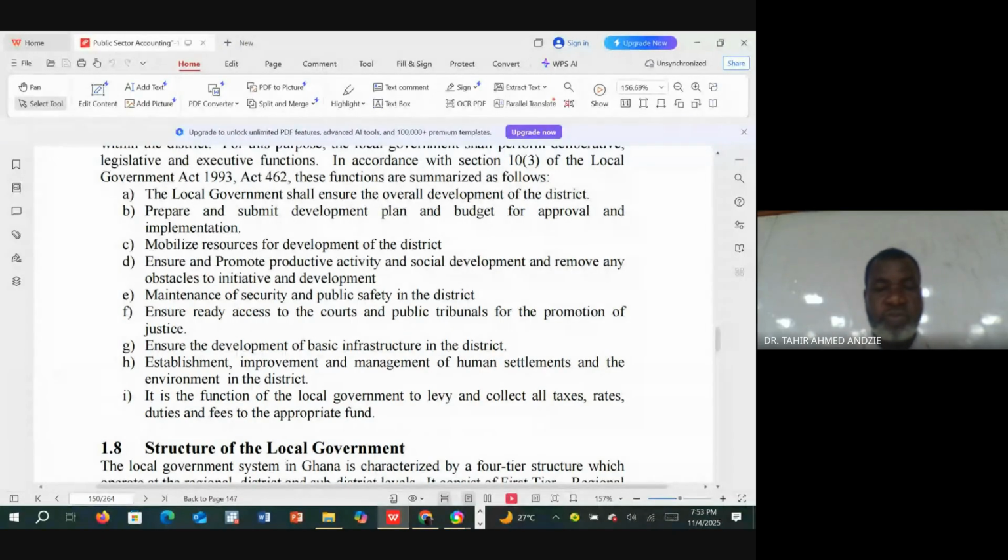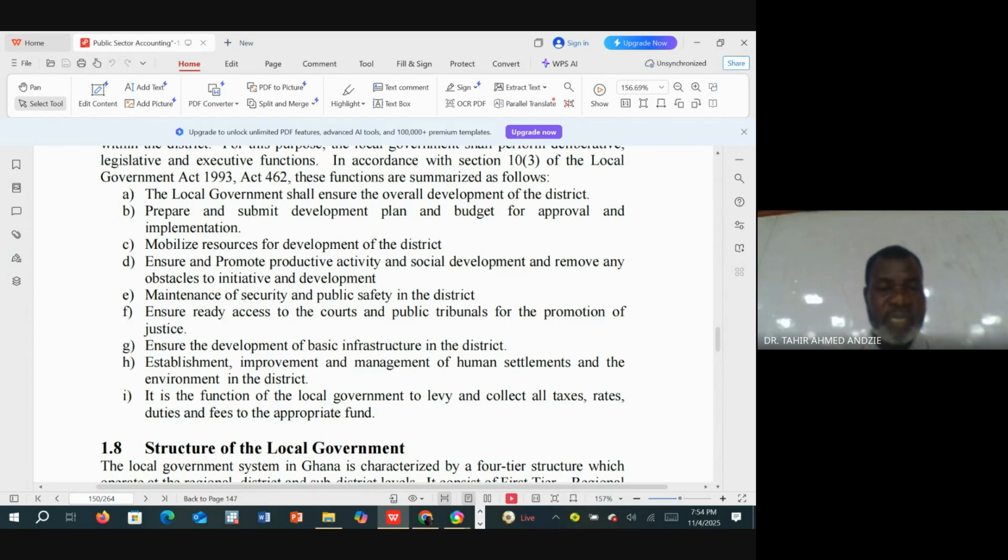If you sit down and do not come out with something that will help the district generate funds, it will not develop. So the act actually gives the power to that unit, this assembly, the chief executive and its members, to ensure and promote effective activity, productive activity and social development, and remove any obstacles to initiatives and development. You have to be able to undertake very good initiatives which will lead to the development of the district.